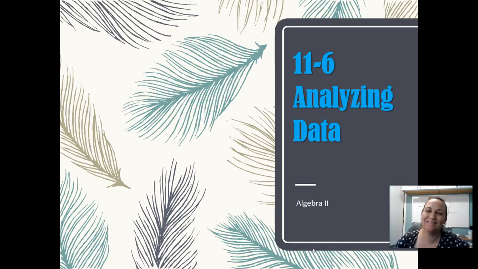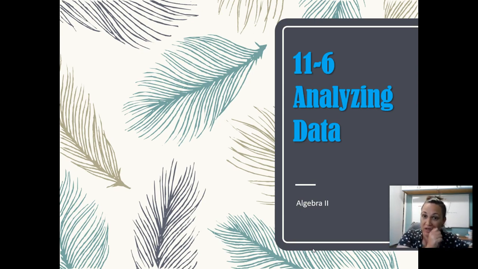Hi, guys. We are still in 11-6. 11-6 is all about taking a list of numbers and analyzing it in many, many different ways. So we found our mean, median, and mode. We found our range. We did a stem and leaf plot, a bunch of different ways of taking a list of numbers.